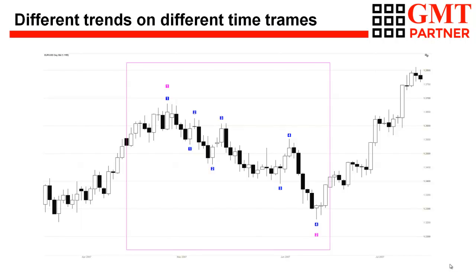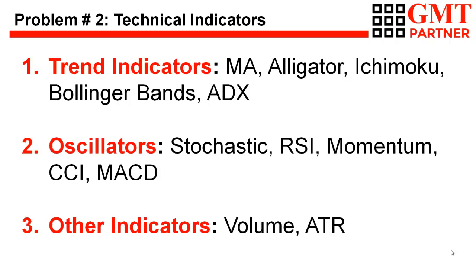Thus, we have a conflict of trend direction on different time frames. This is the first problem the novice traders may face. The second problem is related to technical indicators. The point is, some indicators, used by traders in their strategies in order to define the trend, quite often give conflicting signals.